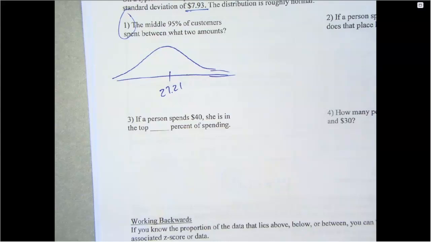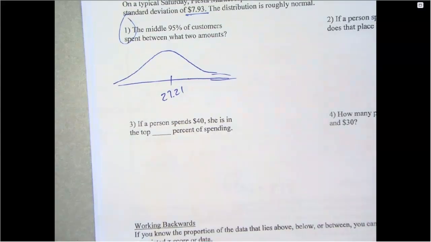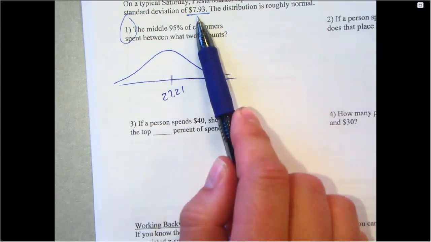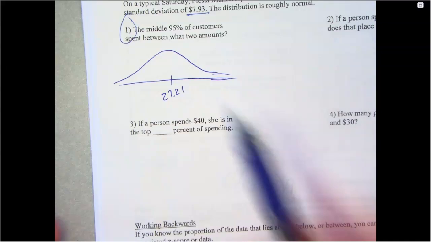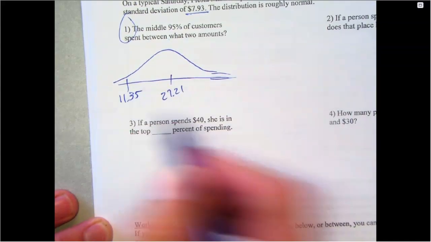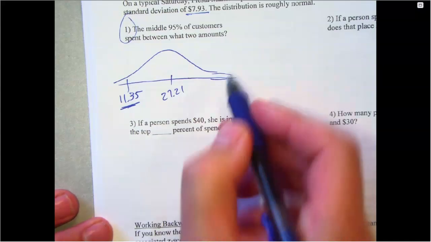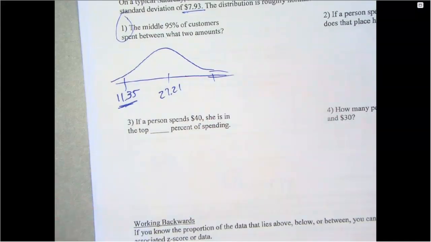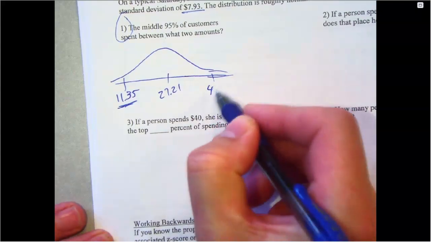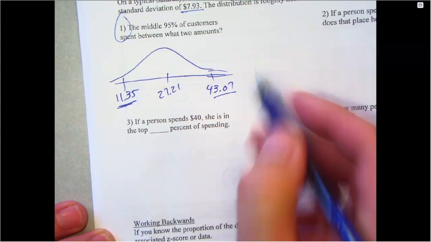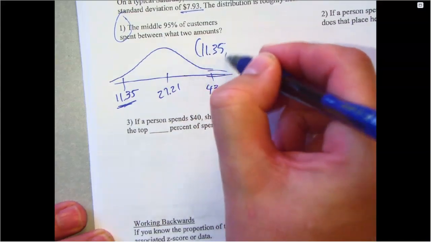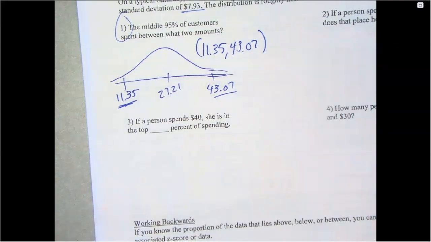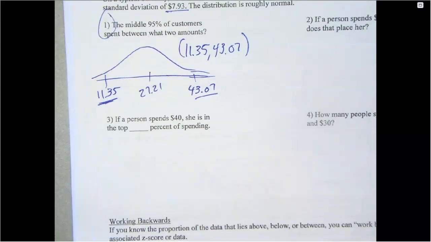So I'm just doing 27.21 minus 2 times 7.93. Gives me 11.35. And the same thing the other direction gives me 43.07. And then I know that within 2 standard deviations contains 95%. And this is approximate. We don't know how to do it exactly yet, but it's pretty darn close. Close enough that on a multiple choice they couldn't really even make it 2 different answers.